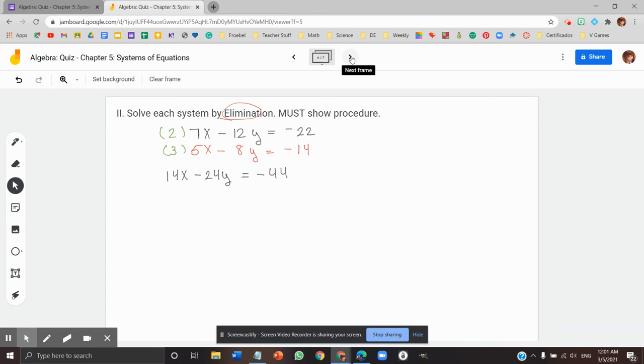And using the same colors, you will see which equation is which. And again, here we have 3 times 5x. How much is 3 times 5x? It's going to be 15x. The same thing here, 3 times negative 8y. It's going to be negative 24y.